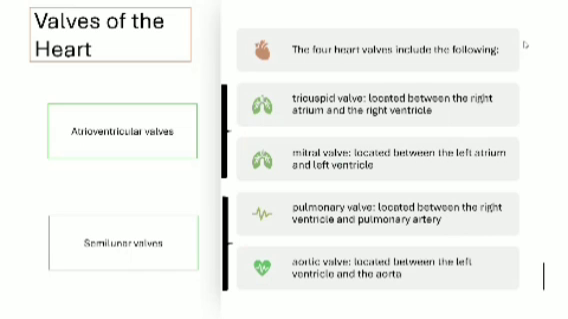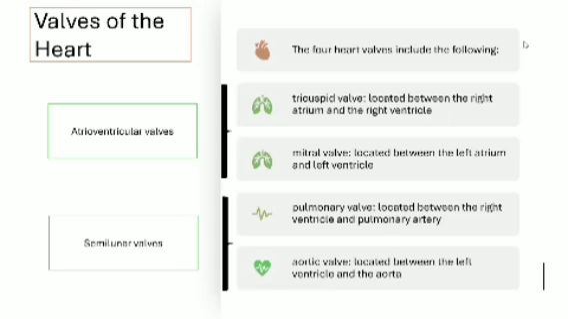Okay, clear? Then there are two types of valves: atrioventricular valves and semilunar valves. The atrioventricular valves are again divided into two types: tricuspid valve and bicuspid valve. Bicuspid valves are also called mitral valves. Coming to tricuspid valves, these are located between the right atrium and the right ventricle. The bicuspid valves are located between the left atrium and left ventricle.